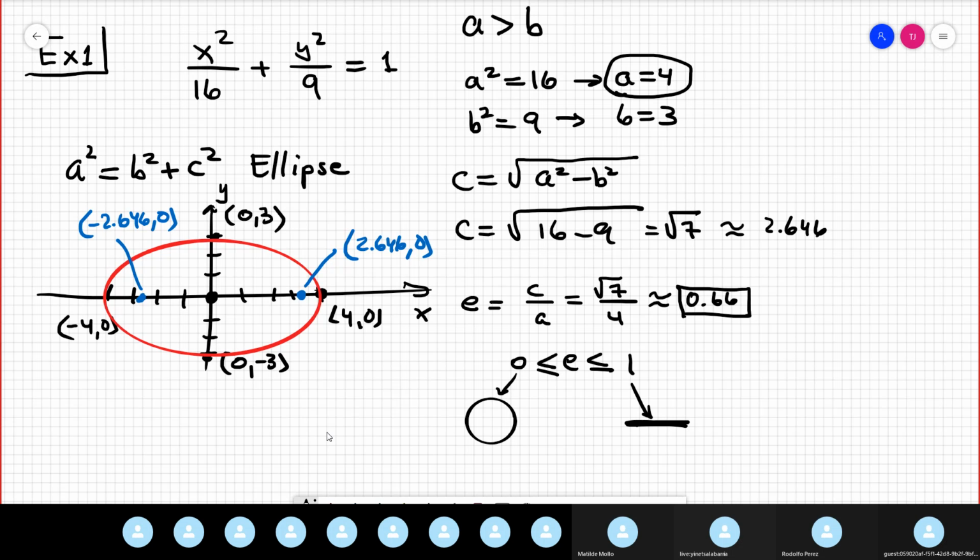Vertical or horizontal? Vertical. Exactly, very well. Because 25 is associated with the y, that is the major axis. And the major axis is parallel to the y-axis. To find the distance is super easy from the center. You move 5 units over to get the vertex.